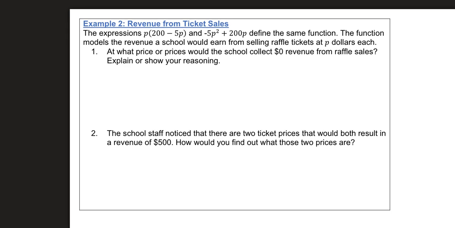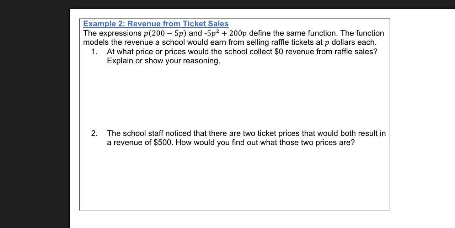Example 2, we have the expressions p times (200 minus 5p) and negative 5p squared plus 200p to find the same function. The function models the revenue a school would earn from selling raffle tickets at p dollars each. At what price or prices would the school collect $0 in revenue from raffle sales?